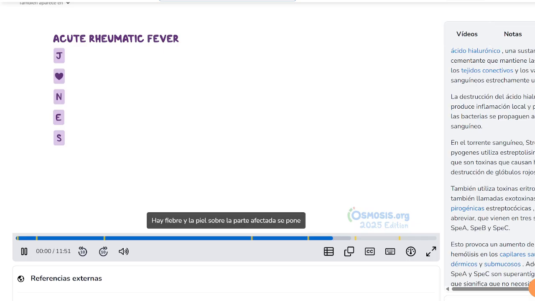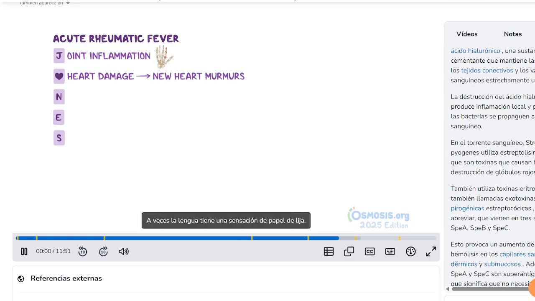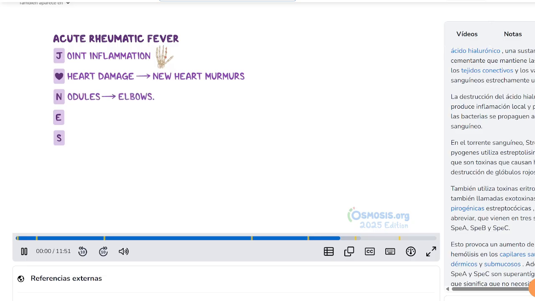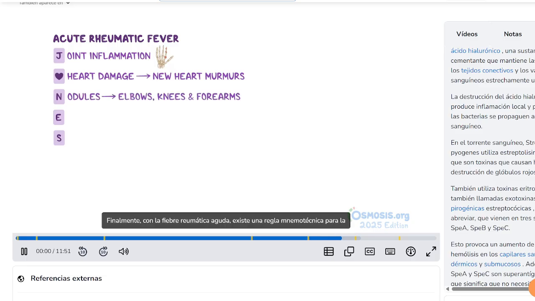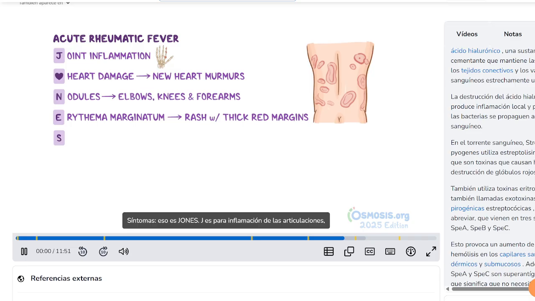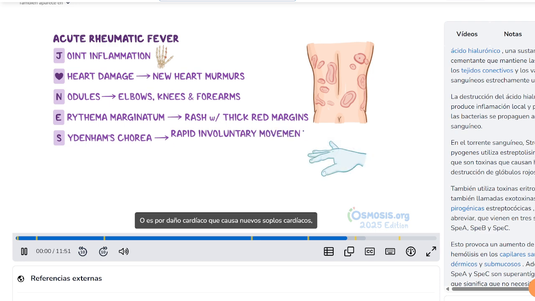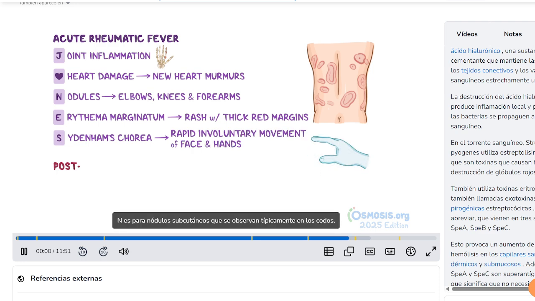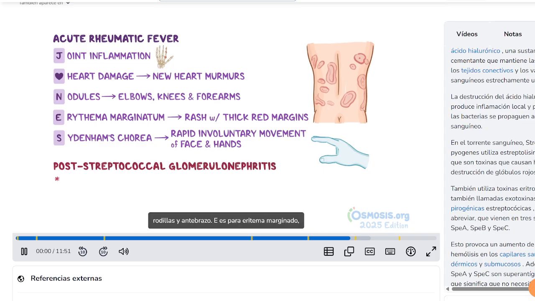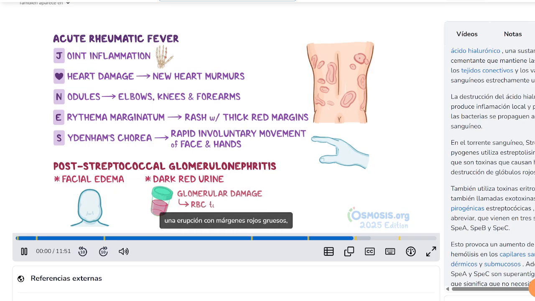Here's a mnemonic to help remember the major criteria. Jones, where J is for joint inflammation, O is for heart damage that causes new heart murmurs, N is for subcutaneous nodules typically seen on the elbows, knees, and the forearms, E is for erythema marginatum, a rash with thick red margins, and finally S is for Sydenham's chorea, which is characterized by rapid involuntary movement of the face and hands. With post-streptococcal glomerulonephritis, there is mainly facial edema and dark red urine, because glomerular damage allows red blood cells to pass in the urine.